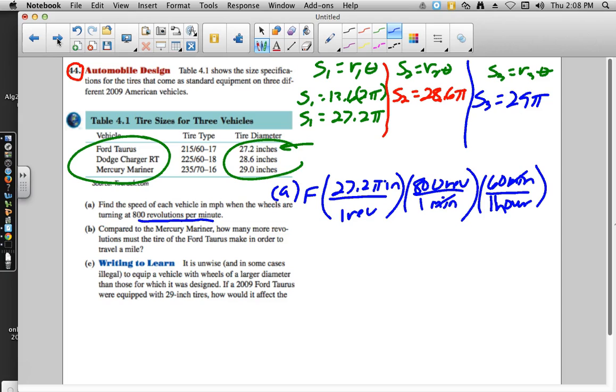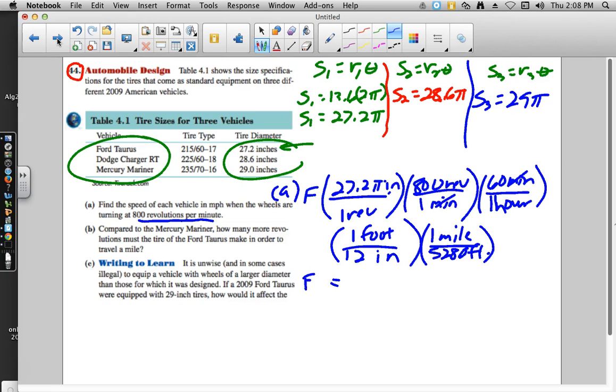And I'm kind of short on space here, so I'm going to go down to the next line. We have inches up here, and so we need inches on the bottom to get rid of that, and there are 12 inches in 1 foot. And then we need feet to miles, so 1 mile has 5,280 feet in it.